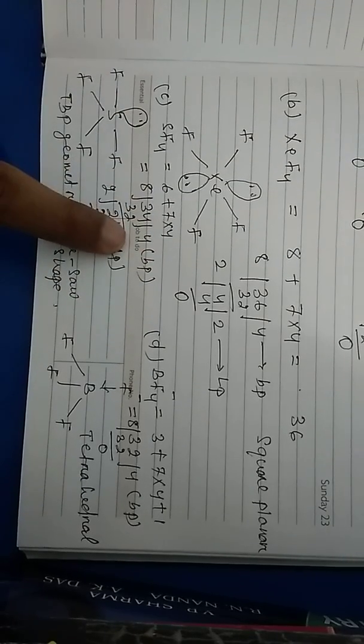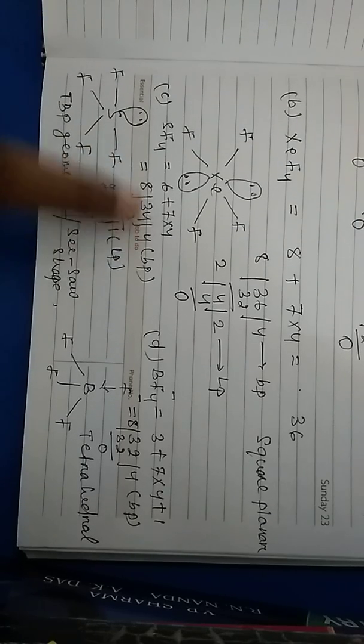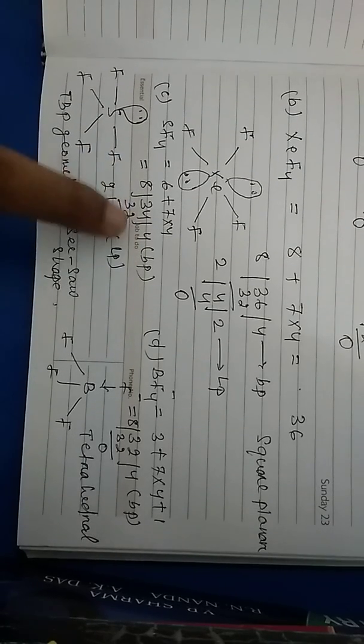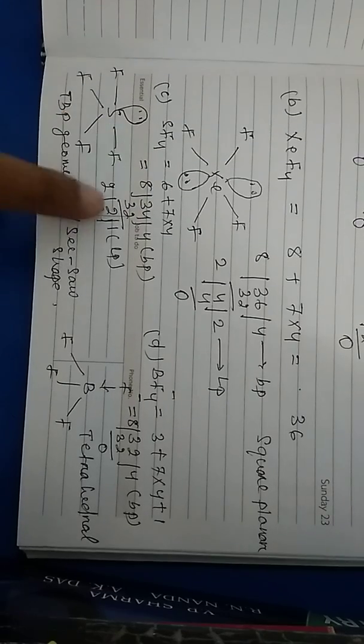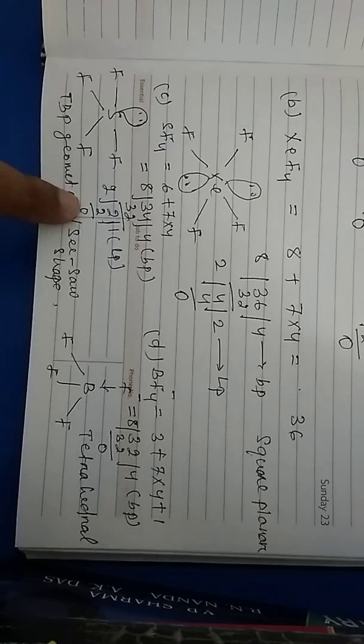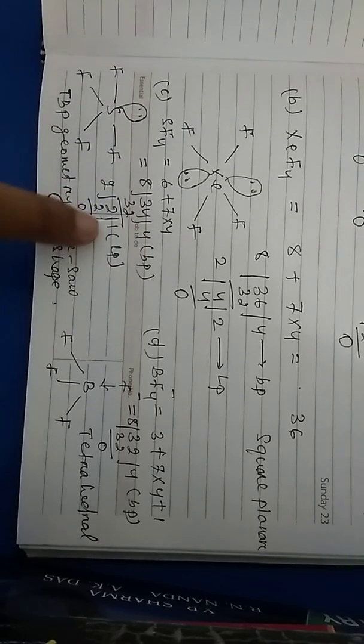So 34 is greater than 8, so I divide it by 8. So 4 is the quotient, and here is 32. So 34 minus 32 is equal to 2. Again I divide 2 by 2. So here the quotient is 1, remainder is 0. So 4 is the bond pair electrons, 1 is the lone pair electrons.